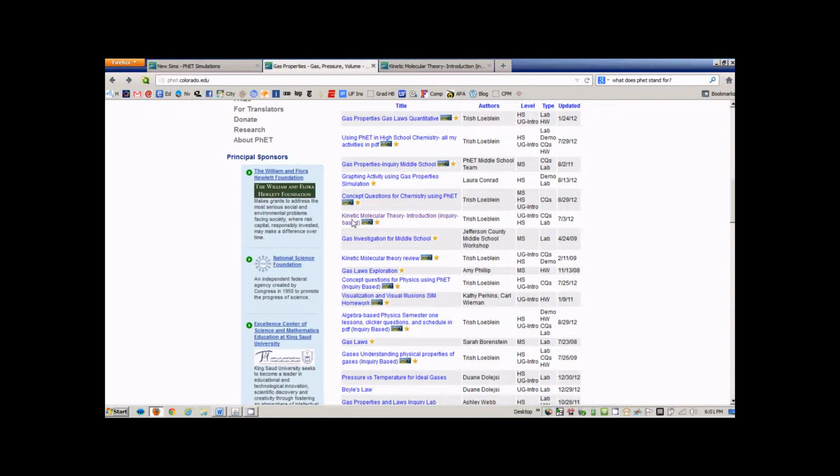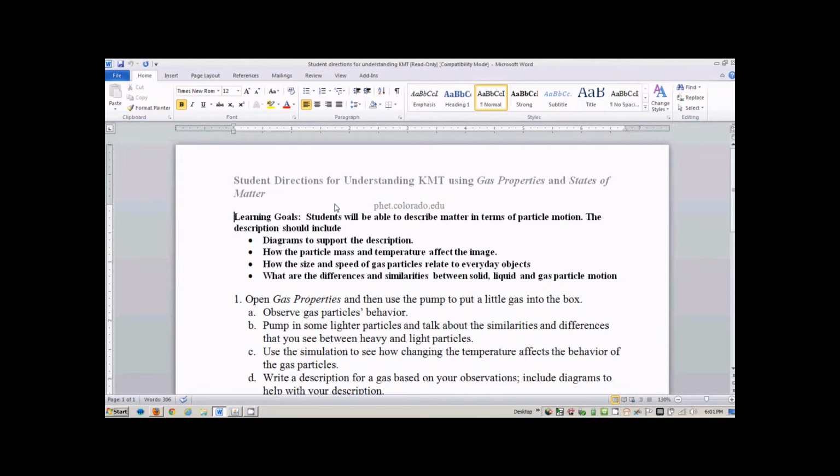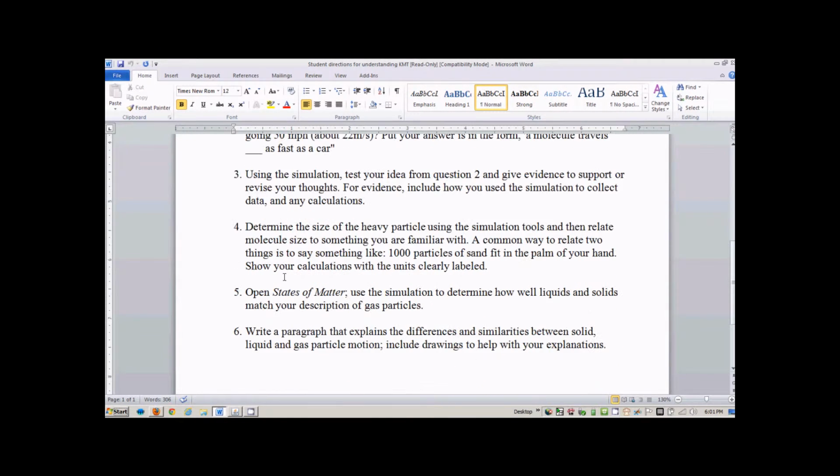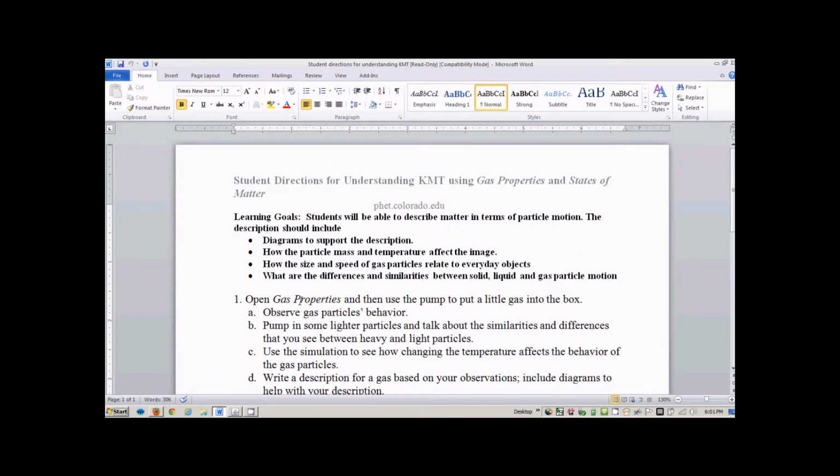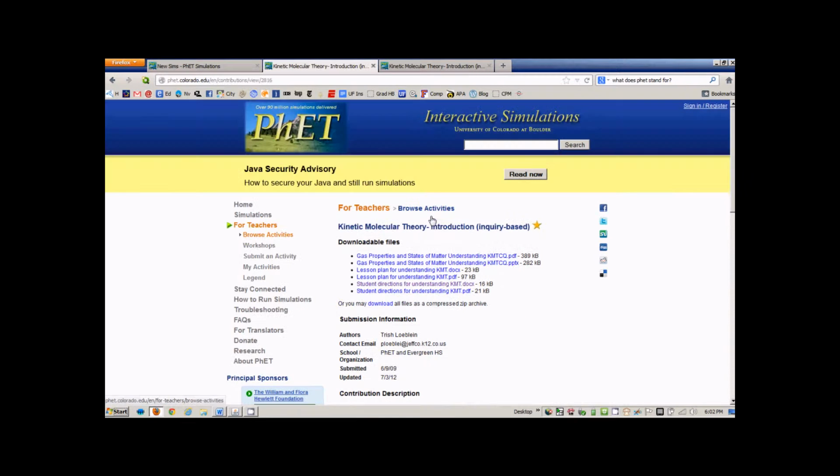What we're going to highlight here is the kinetic molecular theory introduction, inquiry-based, and when you pull that up, this lesson was established with a learning goal and gives instructions for the student. In addition to this, as this person submitted their idea, they also submitted the teacher instructions and other resources, including a PowerPoint, to relate to this lab.